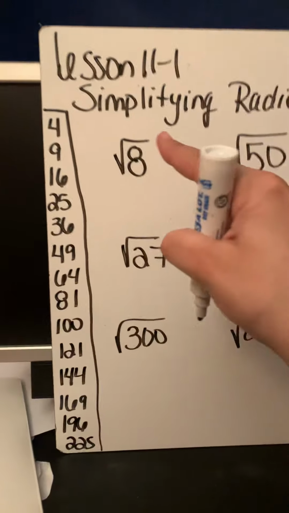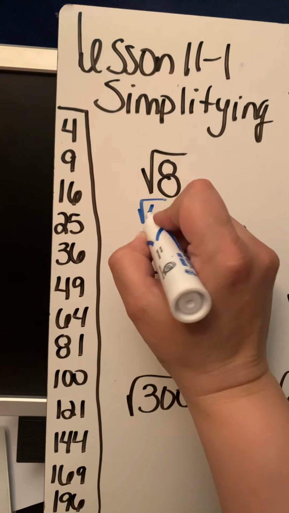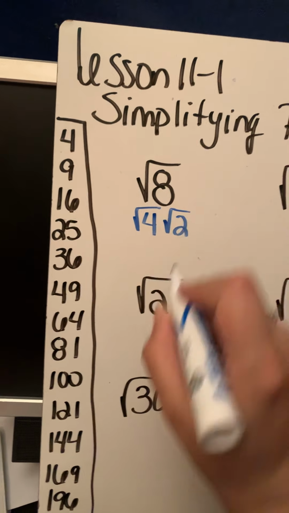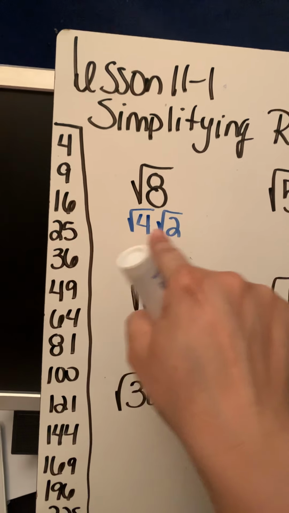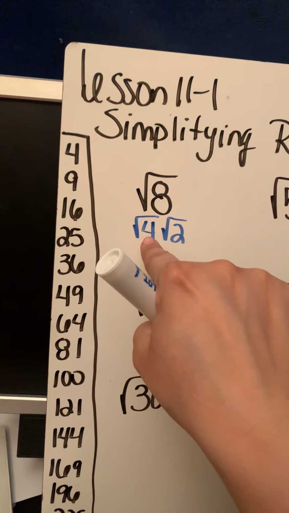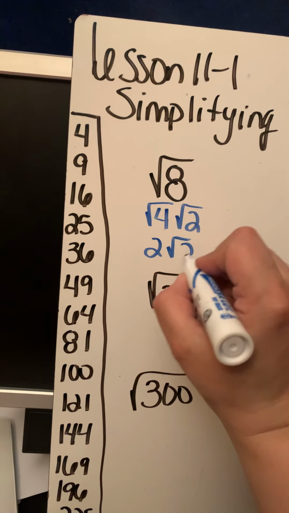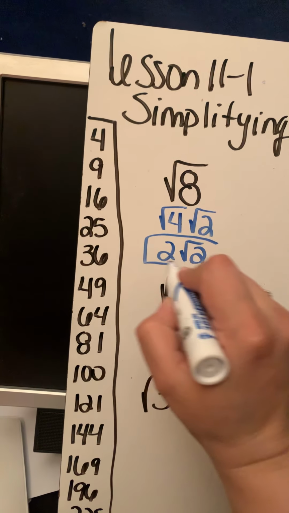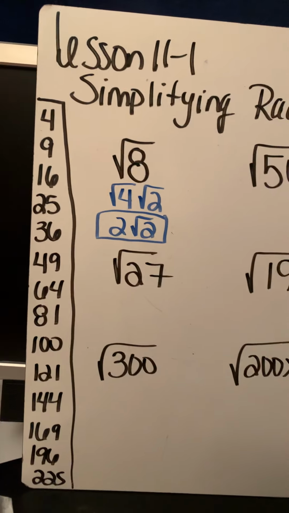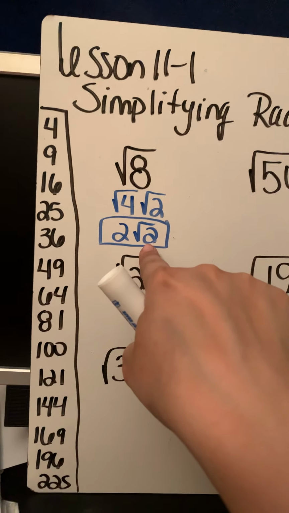How many times? Twice. So I'm going to write this as the square root of 4 times the square root of 2. Because if I multiply those two, it gets me back to the square root of 8. Well, what is the square root of 4? 2. So I would write this as 2 root 2. That's your answer. That's simplifying that radical. And notice this root 2, you can't break it down any further.